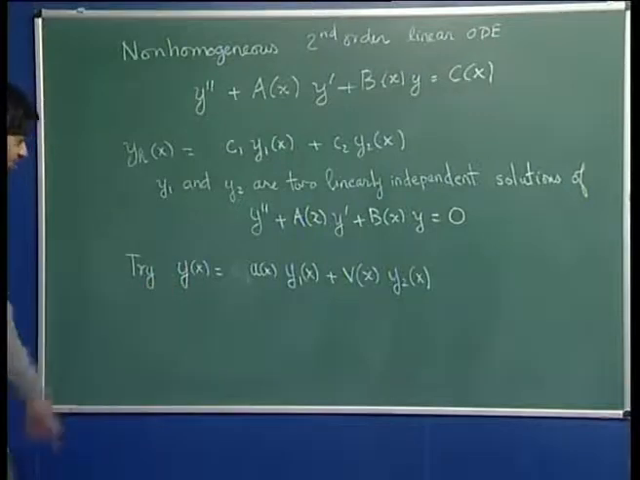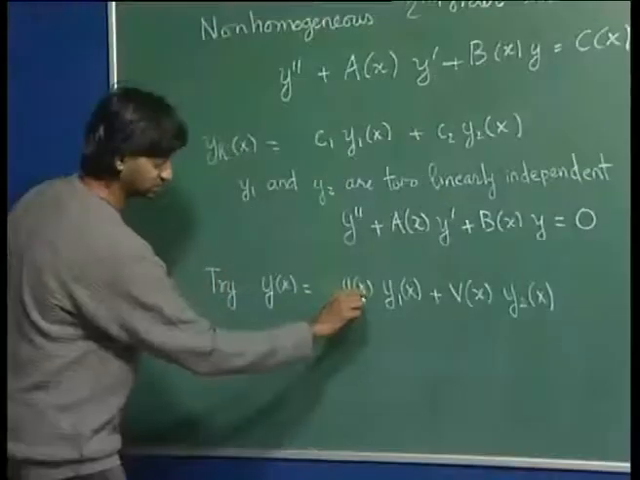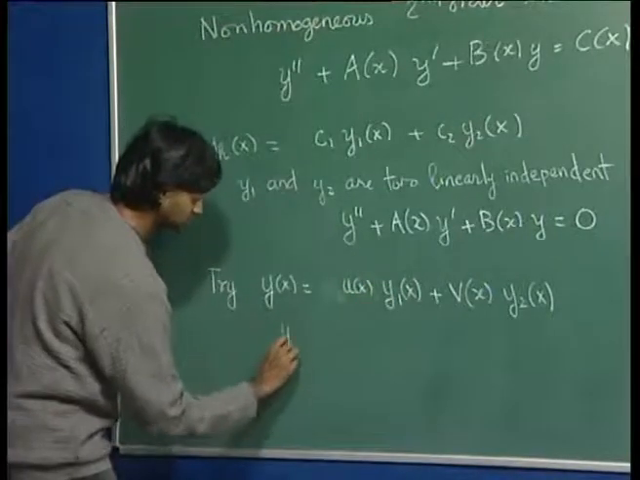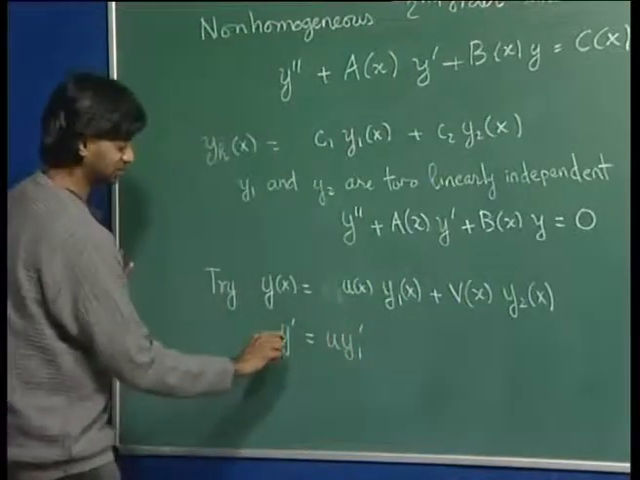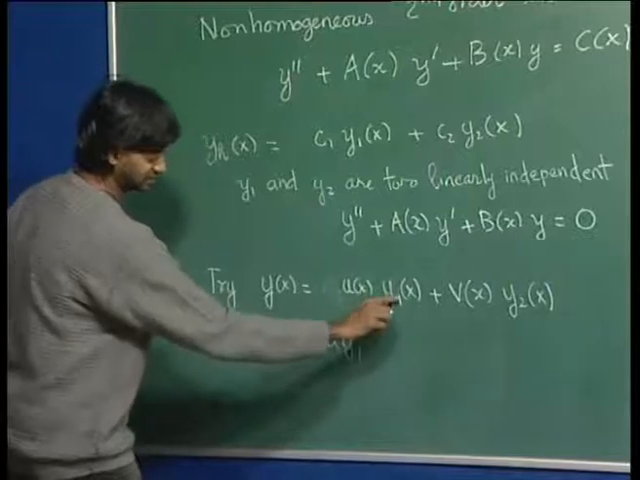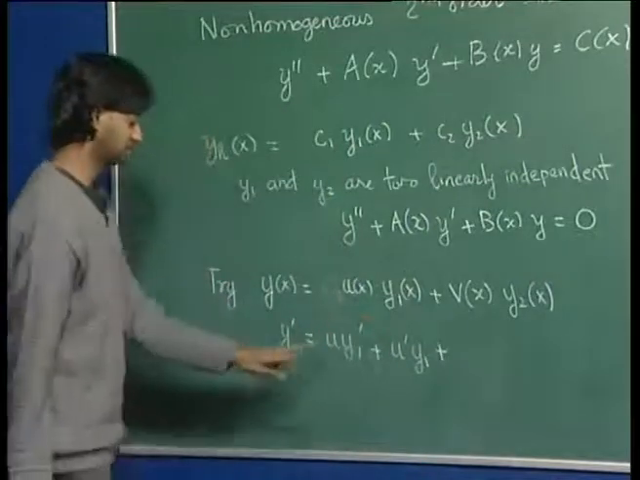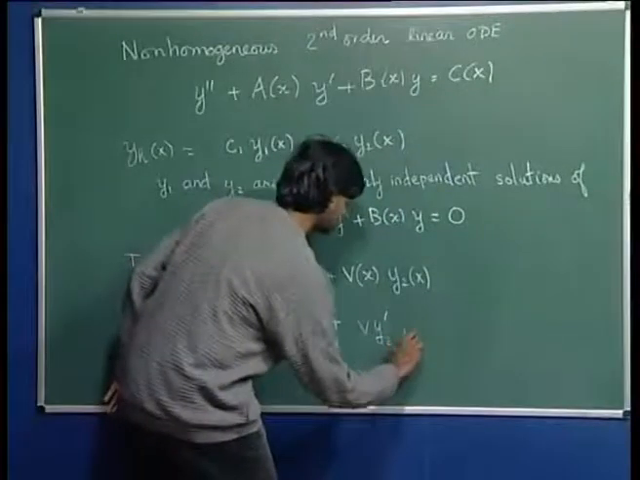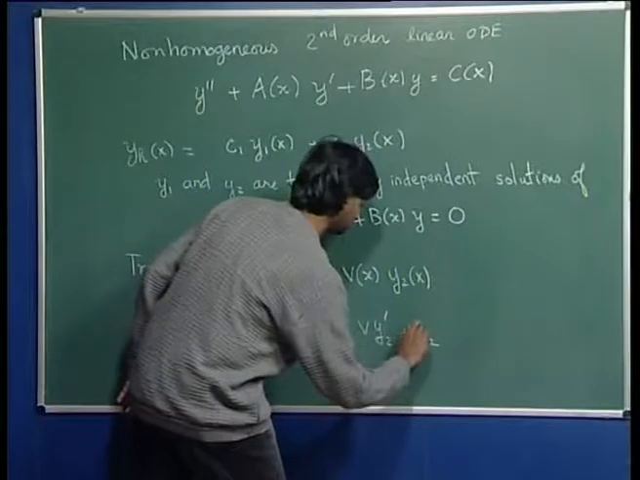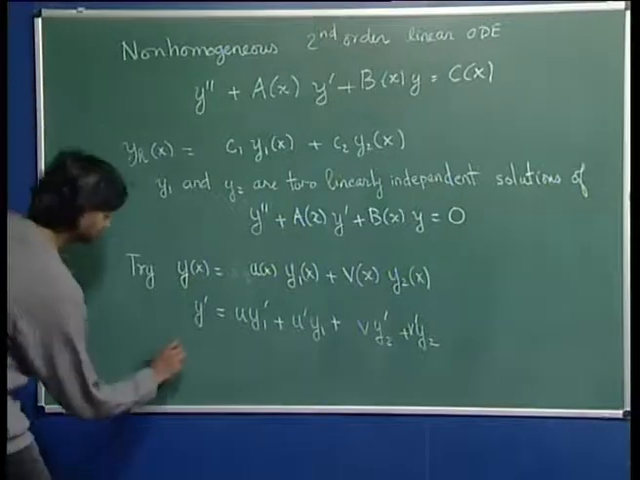If you have such a form of trial solution, then I will just write, for simplicity, without showing the dependence on x. So, I will write y prime is equal to u y 1 prime plus, taking the derivative with respect to x, u prime y 1. This is the product rule for differentiation. Here I take v y 2 prime plus v prime y 2. This is the first derivative.